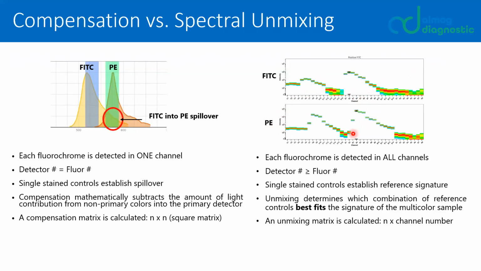So in conventional compensation, the algorithm mathematically subtracts the spillover into primary detectors. In this case here, the algorithm mathematically subtracts the spillover into the PE channel. Whereas in unmixing, the algorithm determines which combination of reference controls best fits the signature of the multicolor sample.